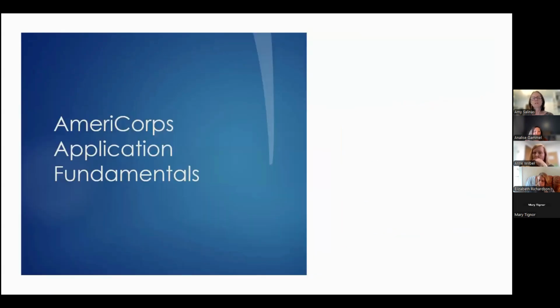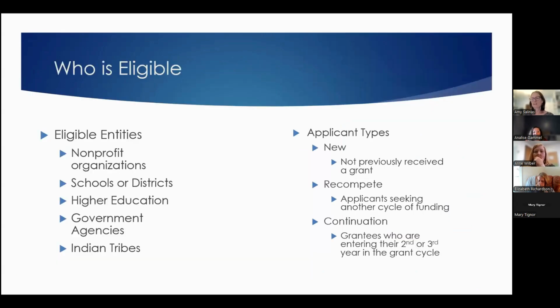Okay, so we're going to talk a little bit about some application fundamentals, and then we're going to jump into the narrative portion. First, I just want to talk about who is eligible. There are a lot of different entities that can be eligible for an AmeriCorps application. They can be nonprofit organizations, schools or school districts, higher education institutions, government agencies, or Indian tribes. And then there are also what we call different types of applicants. All of you would be new applicants because you have not previously received an AmeriCorps grant. So this is your first application.